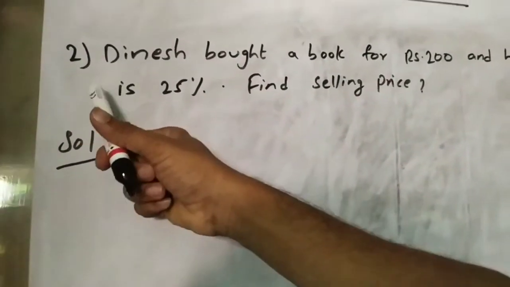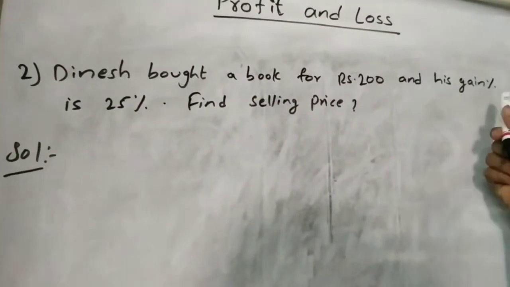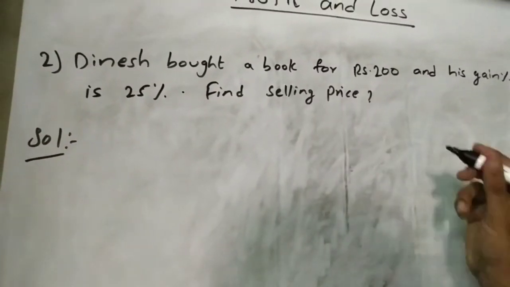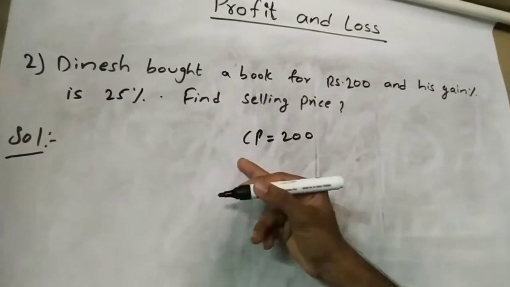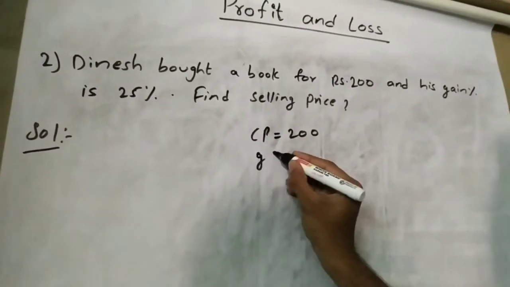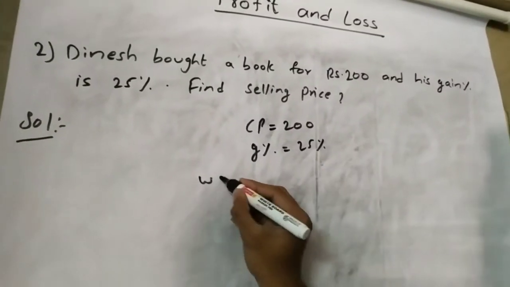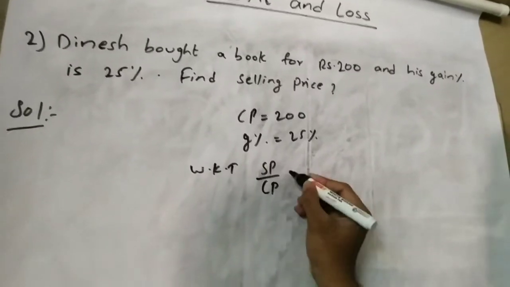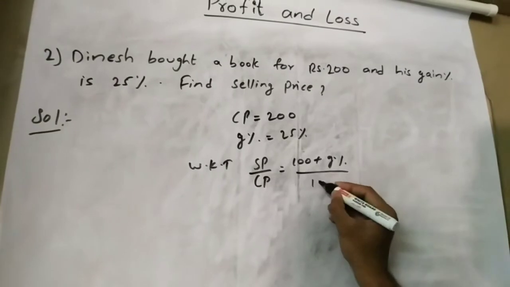So in the second question, it is given as Dinesh bought a book for rupees 200 and his gain percent is 25%. Find selling price. They have given CP is equal to 200, that is cost price, and gain percent is equal to 25%. We know that SP by CP is equal to 100 plus gain percent by 100. This is the formula.